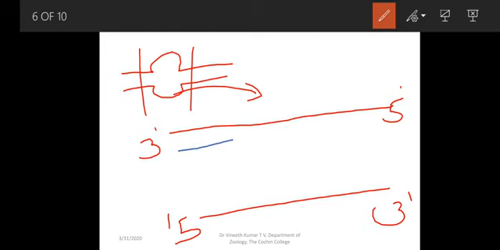Regardless of the direction, the primase is adding a short RNA primer which is complementary to the template. And when it is complementary, you can see here, this will be the 5 prime end of the primer, and this will be the 3 prime end of the primer. So here it will be the opposite, 3 prime to 5 prime.